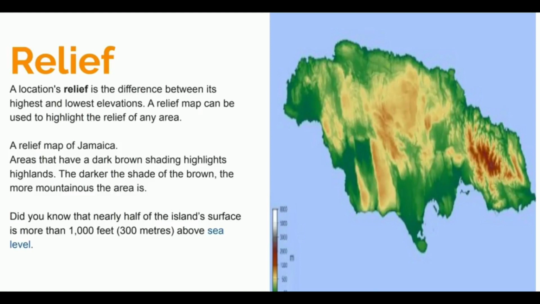Did you know that nearly half of Jamaica's surface is more than 1,000 feet, which is converted to 300 meters above sea level, which simply suggests that Jamaica is mountainous and half of the surface is mountains?